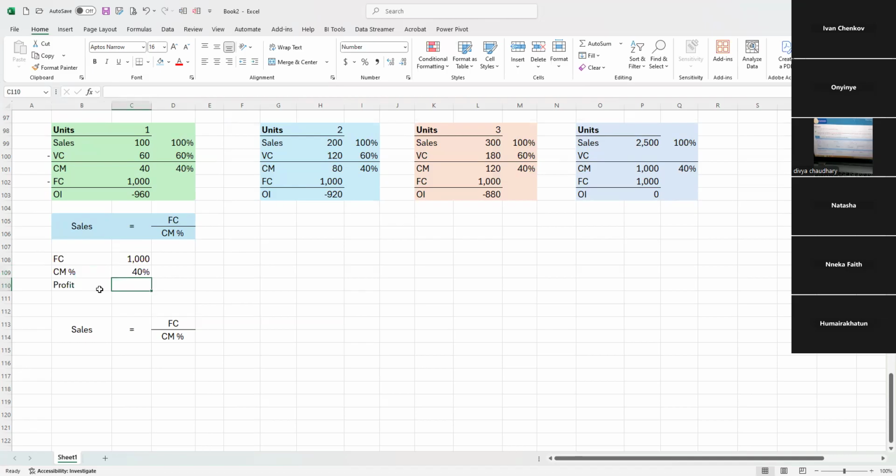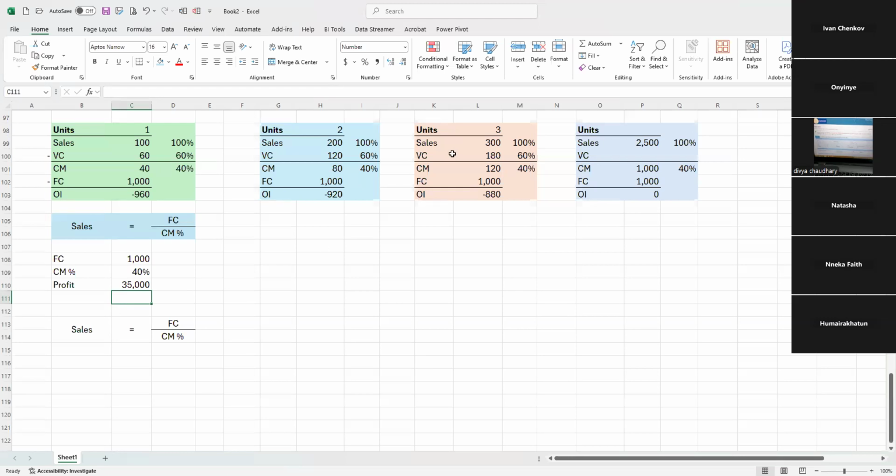How much do you want your profit to be, from $20,000 to $50,000? 50,000? Give me some other number. 30,000. 35. Let's go with 35,000. Let's go with some random number, 35,000.